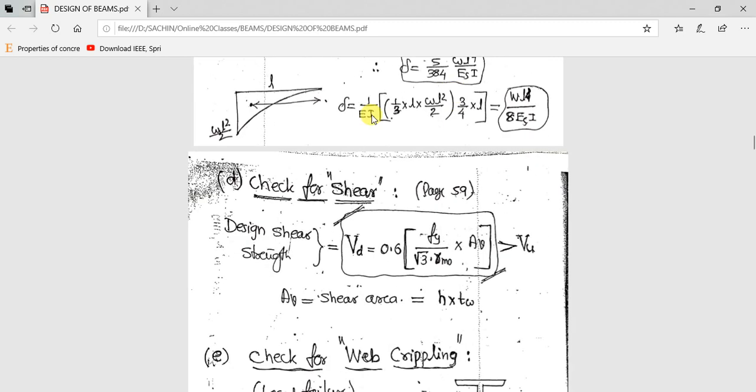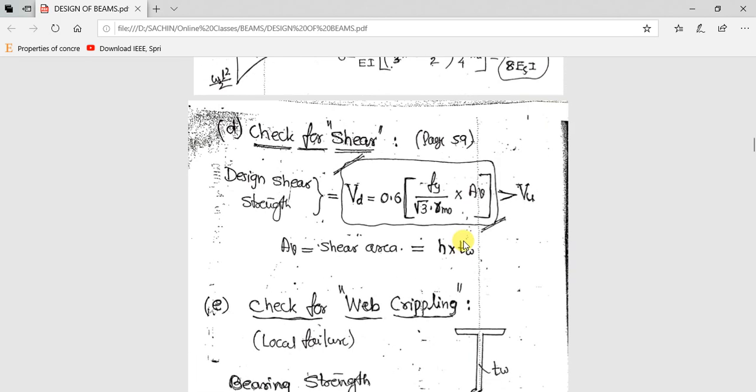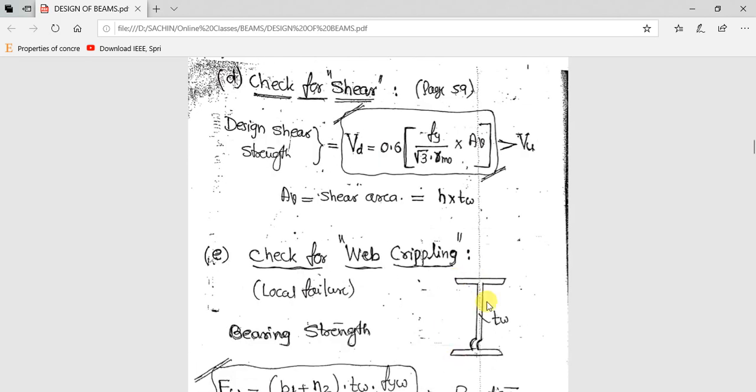The next step is check for shear, and the formula for design shear strength, that is Vd, is given in page 59. It is nothing but 0.6 times Fy divided by root 3 into gamma m naught into Av, and this should be greater than the shear force acting. Av is the shear area, given by the total height of the section into thickness of web. This design strength value should always be greater than Vu, the design shear force, if it has to be safe due to shear.